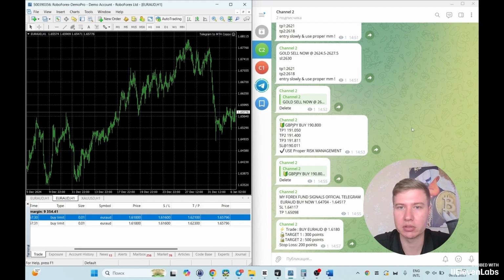It copies signals from the Forex market and cryptocurrencies. If they are in the terminal MetaTrader 4, MetaTrader 5, then there are no problems. So you will be able to copy with ease and automatically.